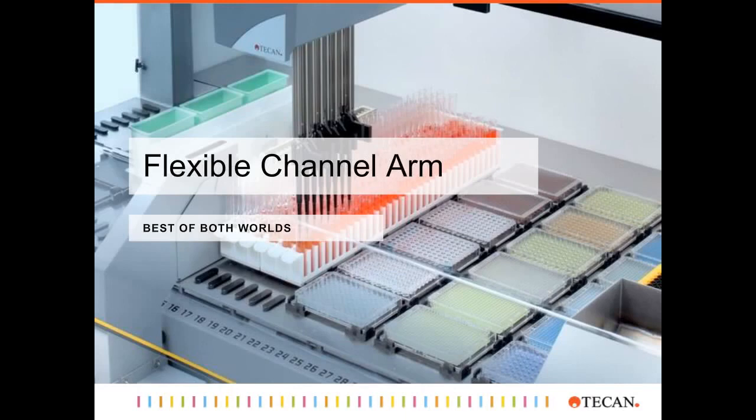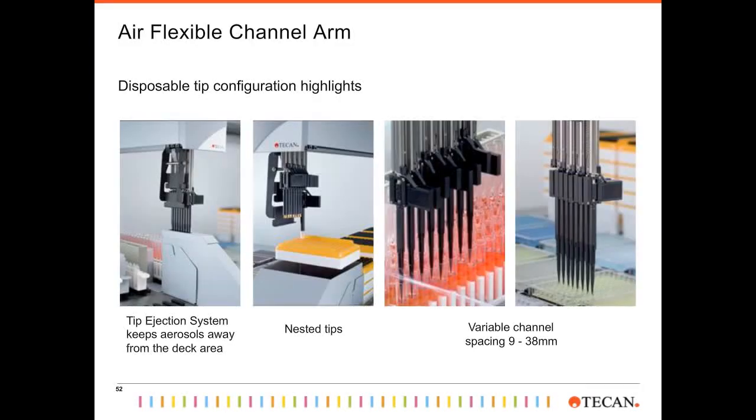The flexible channel arm allows us to pipette from any of those plates or any of those tubes across the work table. And we have 2 flavors of the flexible channel arm. Pictured here is the air flexible channel arm. And in a moment, I'm going to show you the other one, and I challenge you to spot the difference. Some of the primary features of both of these arms are that the tips can spread out to reach into tubes. The flexible channel arm works primarily with disposable tips. We have a tip eject system so that we can eject directly into a waste chute. We also have the ability to work with nested tips.